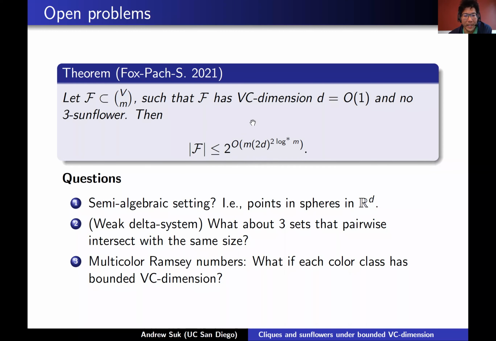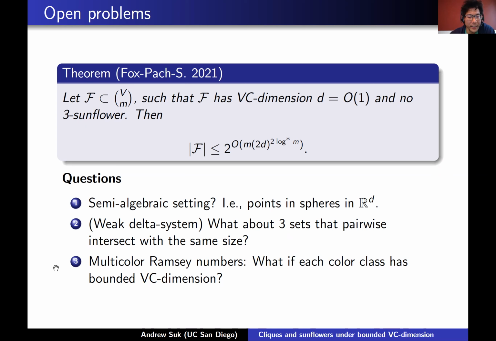We also weren't able to improve this upper bound if instead of looking for 3 sunflowers, we were interested in finding 3 sets that pairwise intersect with the same size. So that monochromatic triangle I talked about earlier, which we thought was an interesting problem.